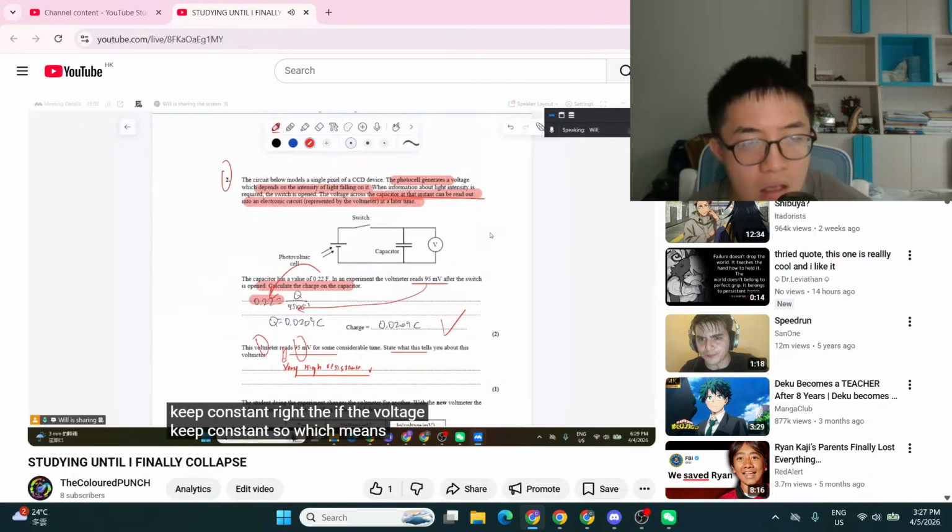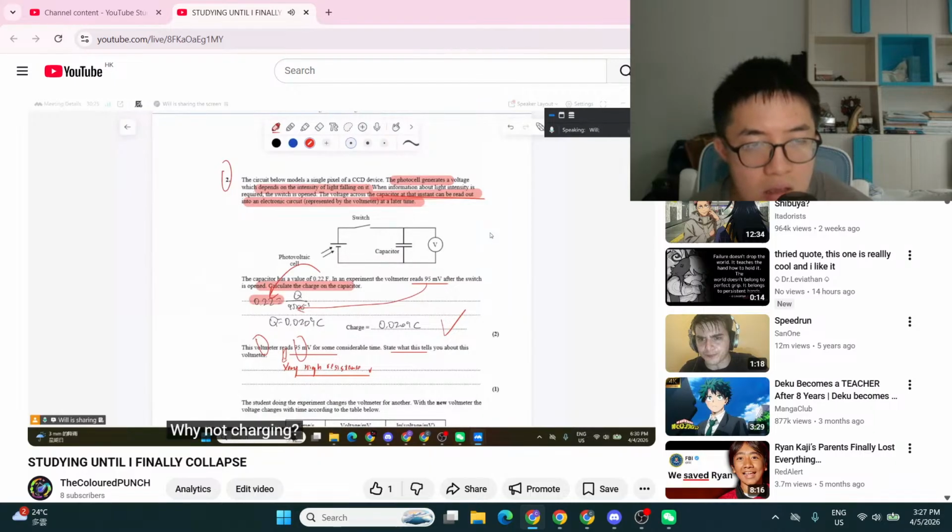If the voltage stays constant, does that mean the capacitor is charging or not charging? Not charging. Why not charging? Because there's no potential change.